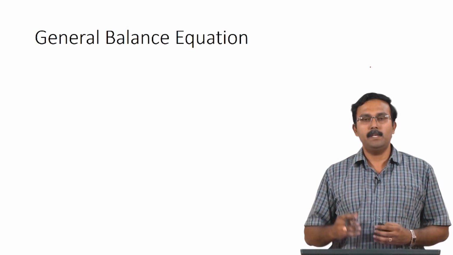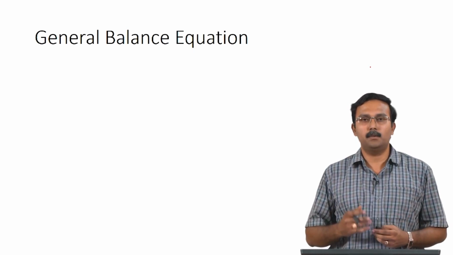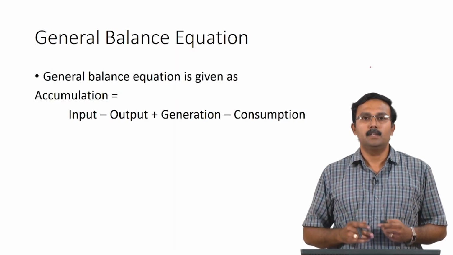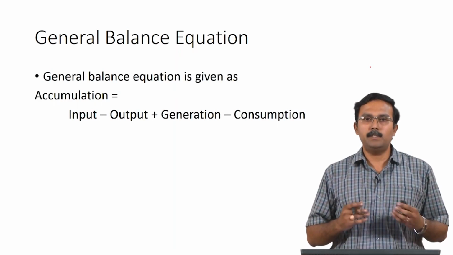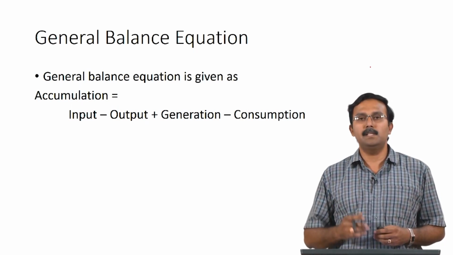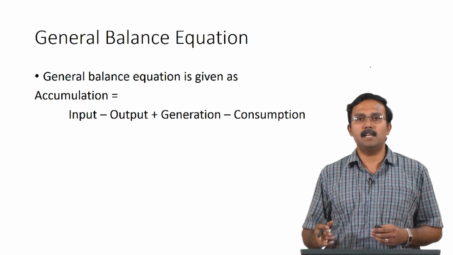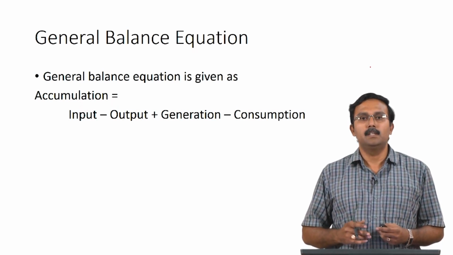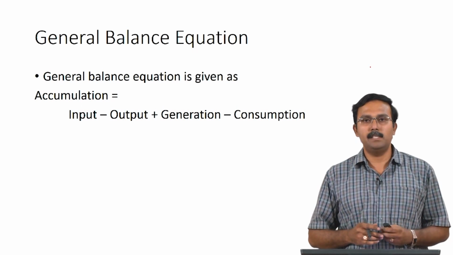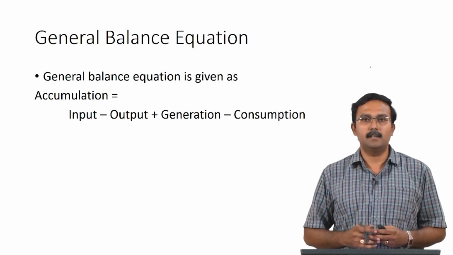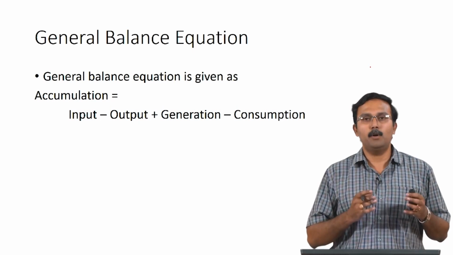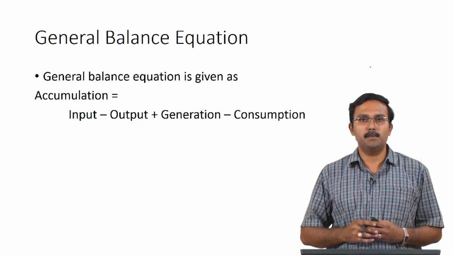Before we start solving unsteady state problems, let us visit the general balance equation. The general balance equation which we have been using throughout this course is given here. Accumulation equals input minus output plus generation minus consumption. In this equation we have always assumed accumulation to be 0 when the process is steady state. Until now we have always ignored that term. We have only worried about input, output, generation and consumption.